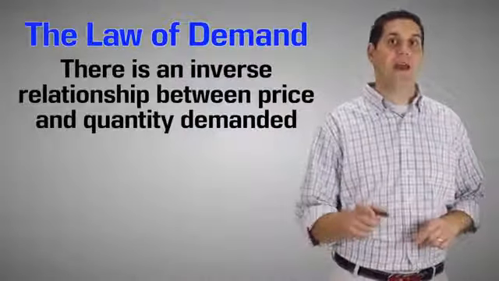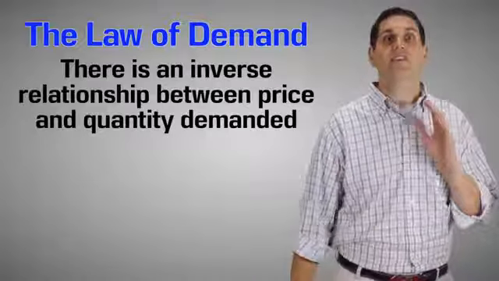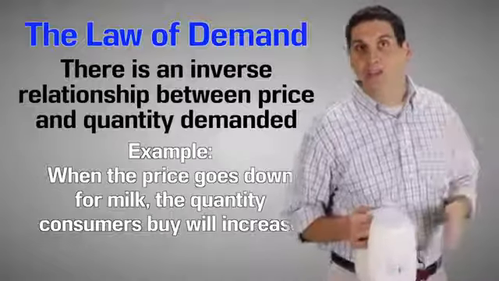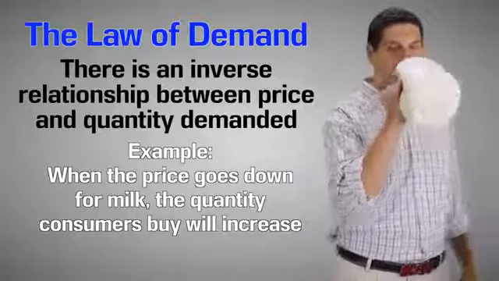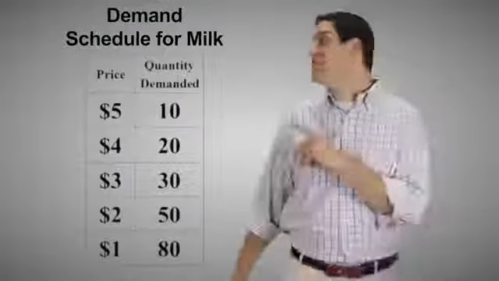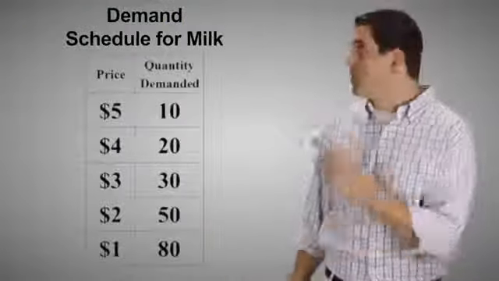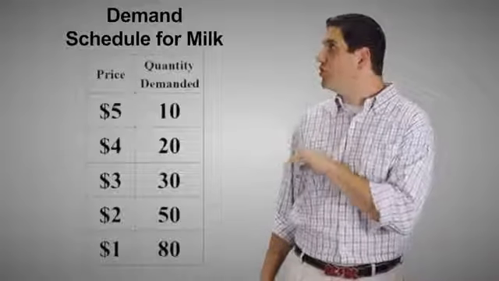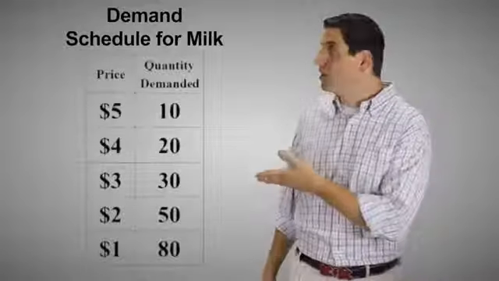Cold, refreshing. The first thing you have to understand about demand is the law of demand, which says that there's an inverse relationship between price and quantity demanded. That means when the price goes down, the quantity demanded increases. So take a look at this demand schedule. As you can see, when the price goes down to 4, 3, 2, and 1, the quantity demanded increases.